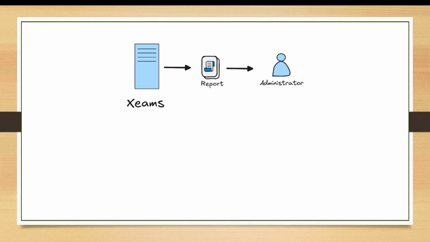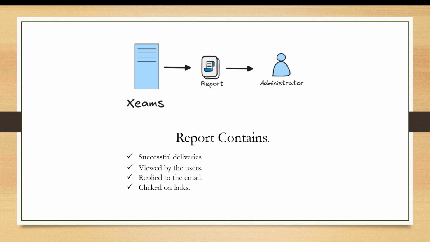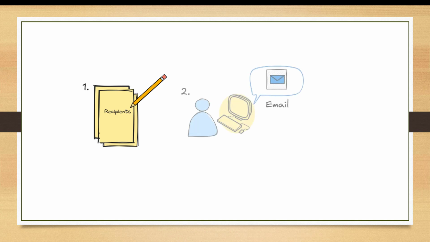For instance, you will know how many recipients successfully received the message, viewed it, replied to your email, and clicked on the hyperlinks that were in the email. I will talk about both of these benefits in this video. Creating an email campaign is a two-step process. First, specify a list of recipients by uploading a list or selecting a previously uploaded list. Then, compose a single email that is sent to every recipient.